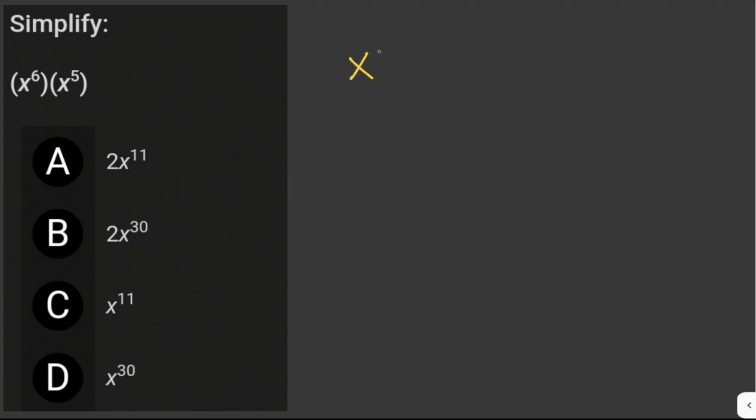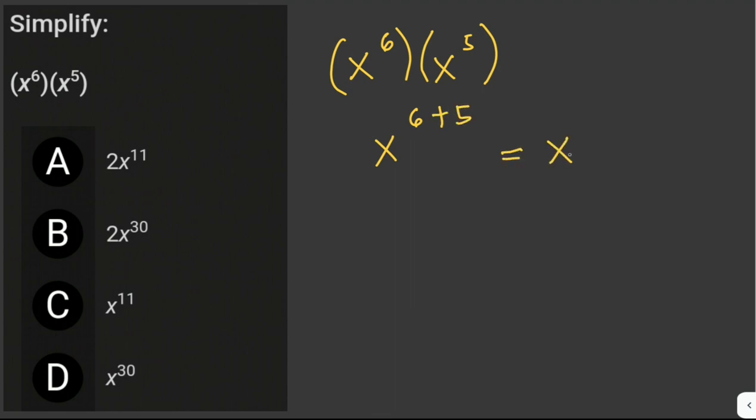So that would be x to the power of 6 times x to the 5th. This would become x to the 6th plus 5, which is just equivalent to x to the 11th. So the answer here is letter C, x to the 11th.